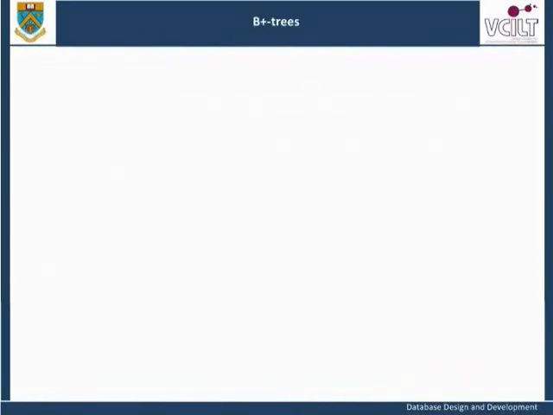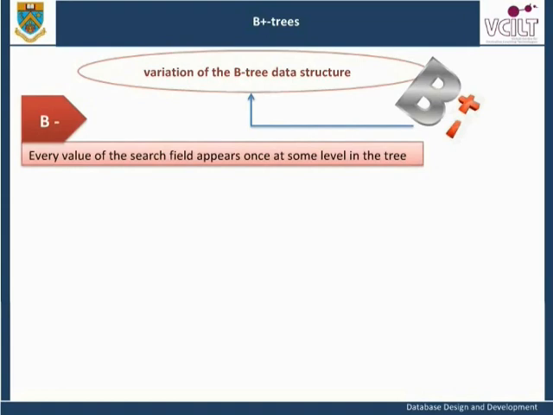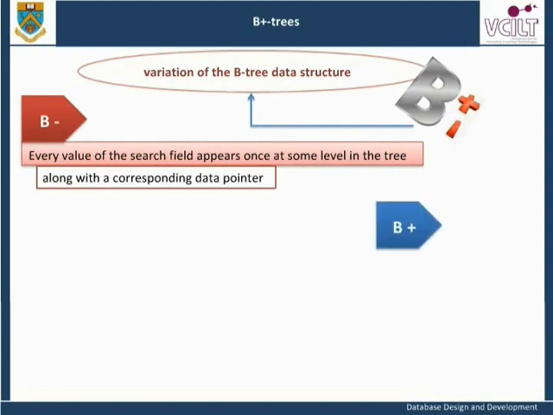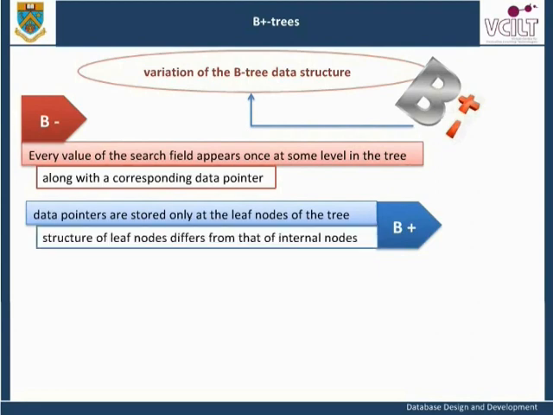Most implementations of a dynamic multilevel index use a variation of the B-tree data structure, called a B+ tree. In a B-tree, every value of the search field appears once, at some level, in the tree, along with a corresponding data pointer. In a B+ tree, data pointers are stored only at the leaf nodes of the tree, hence the structure of leaf nodes differs from that of internal nodes.